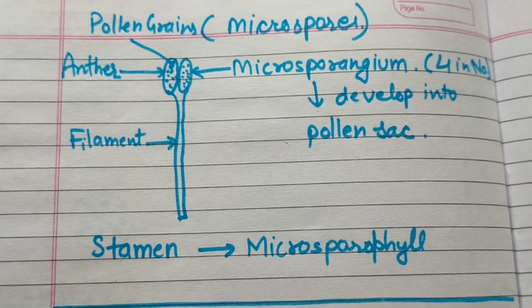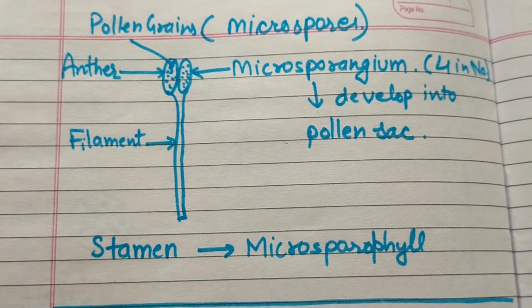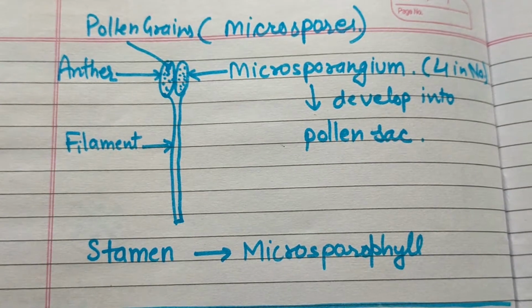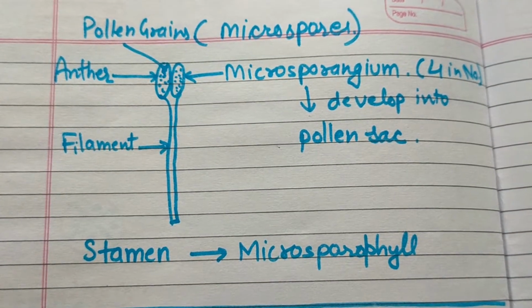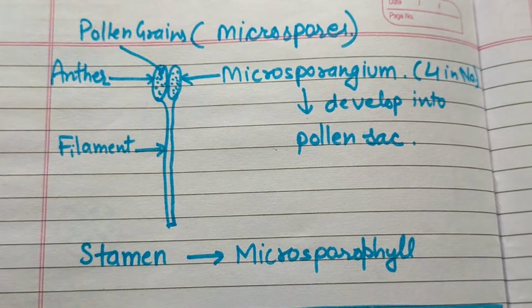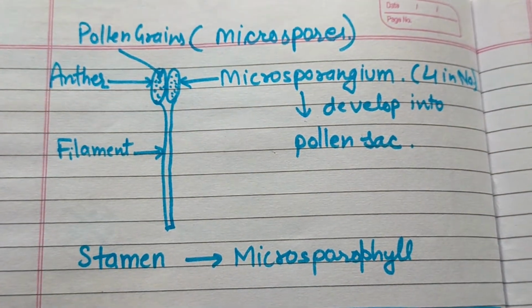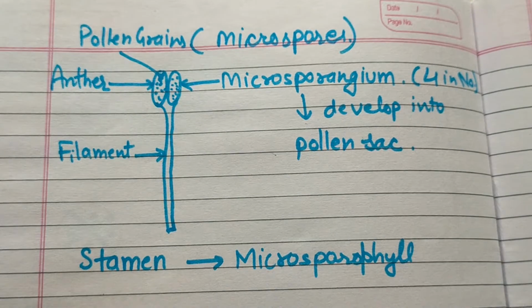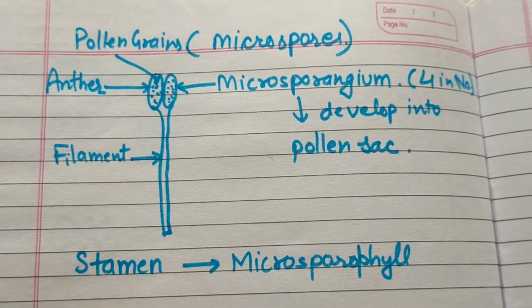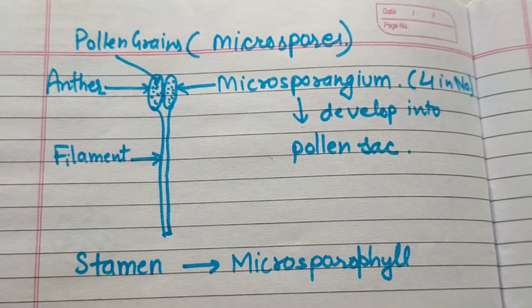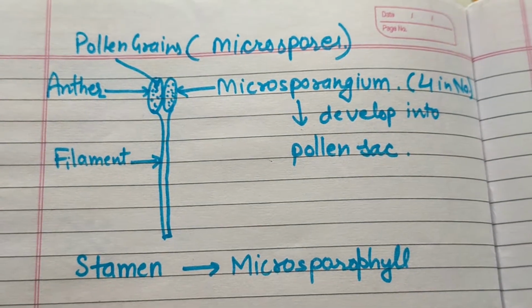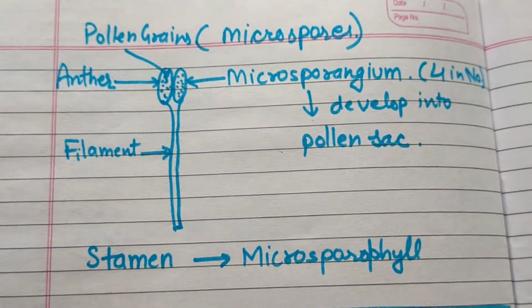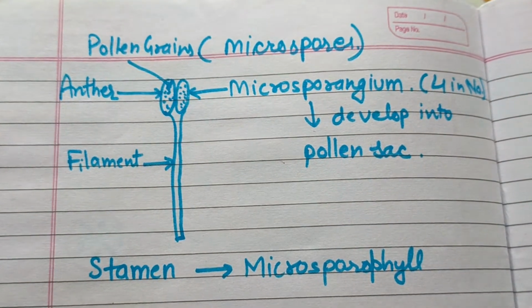So good morning students. Today, as you can see in this picture, stamen. You know very well what stamens are. Stamens are the male reproductive part of a flowering plant. As you can see here, stamen corresponds to microsporophyll. So pollen grains are related to microspores.